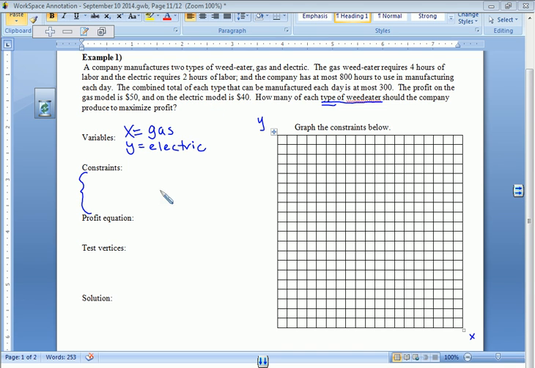Is it possible to manufacture a negative number of either model? So I know X has to be greater than or equal to 0, and I know Y has to be greater than or equal to 0. And that's nice because now I'm just dealing with this first quadrant. So this entire graph could represent quadrant 1.